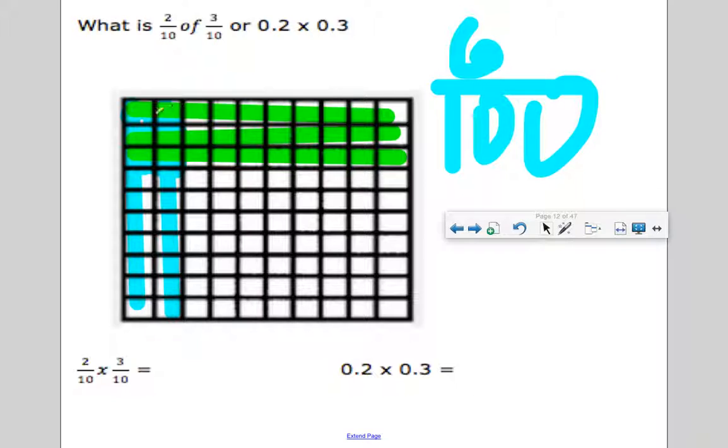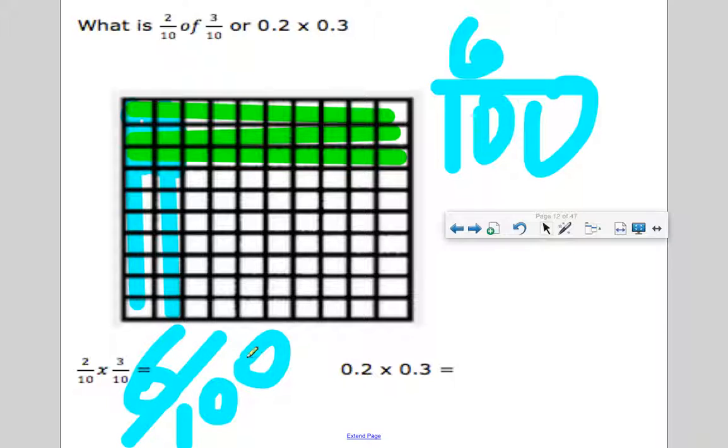6/100 are shaded both ways. So 2/10 of 3/10 would be 6/100. Could I have done it mathematically? What's 2 times 3? 6. What's 10 times 10? 100. And to check your work, we've already learned how to multiply by decimals now. The fraction 2/10 is represented by the decimal 0.2. The fraction of 3/10 is represented by this decimal.